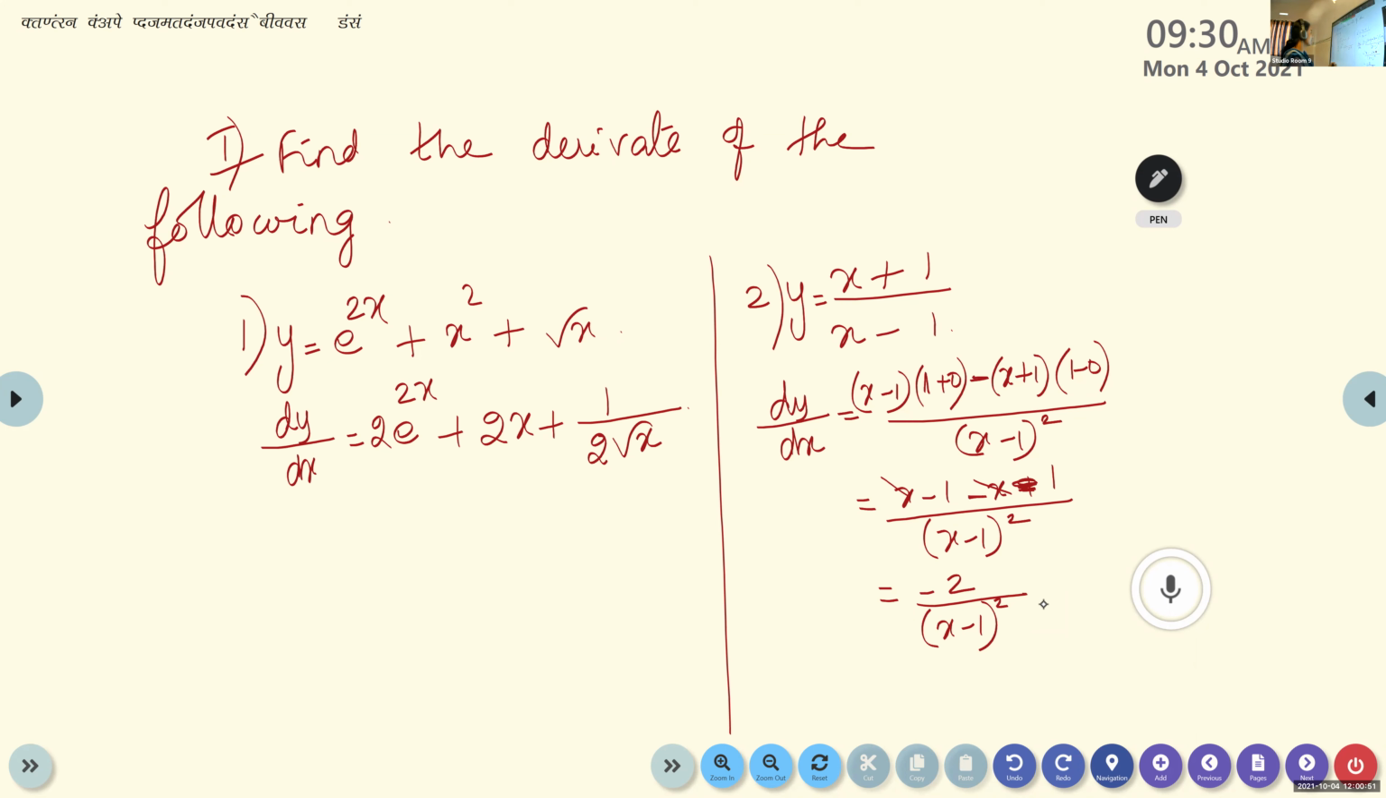Okay, so these are the examples for explicit functions. What is meant by explicit functions? Whenever the functions take the form y is equal to f of x, y is f of x form, we call them explicit functions.